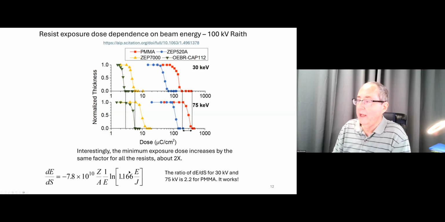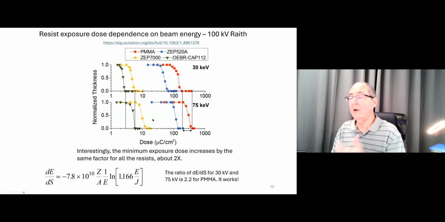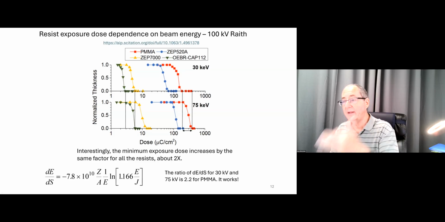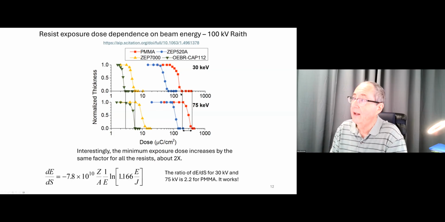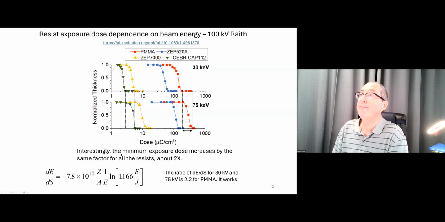Well, if you look at this equation, it turns out that plugging in 30 kilovolts and 75 kilovolts gives you a factor of 2.2. So this equation very nicely predicts that the energy loss of your high energy beam electrons, as they're losing energy to secondary electrons, which then just immediately break the bonds in the resist, is a factor of 2. And so it works very nicely. I'm just using this as a demonstration to try to convince you that this is a valuable equation.